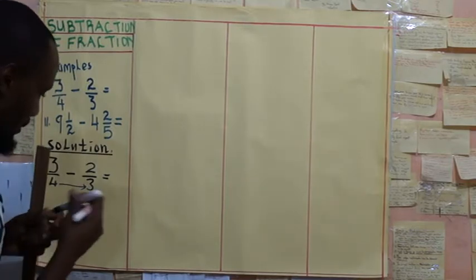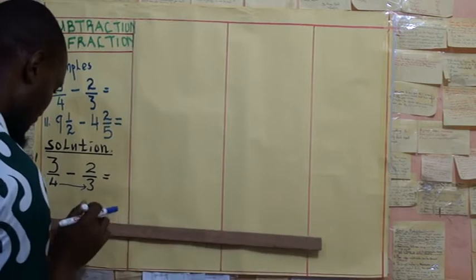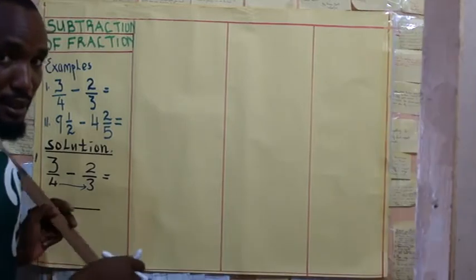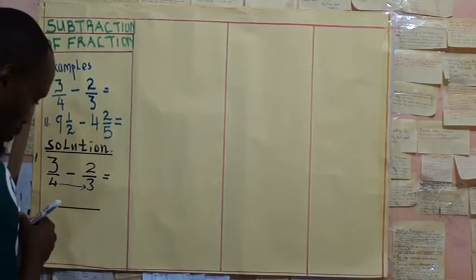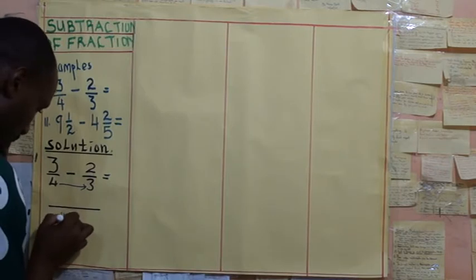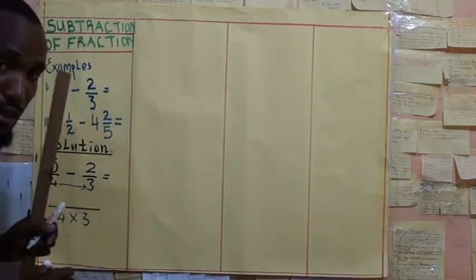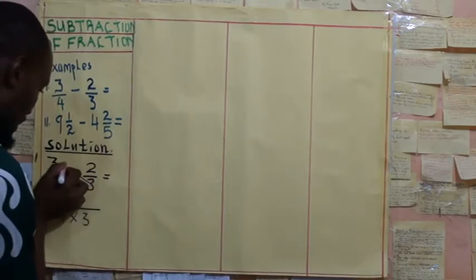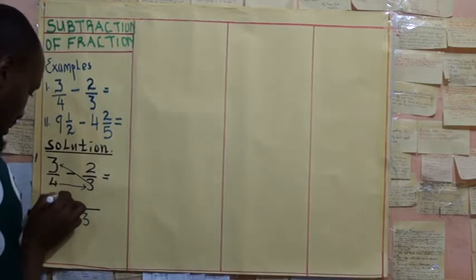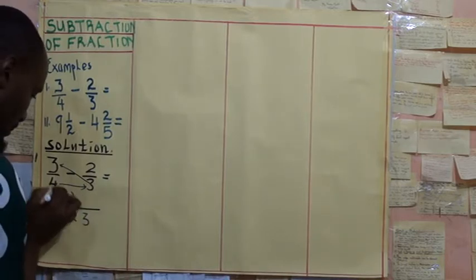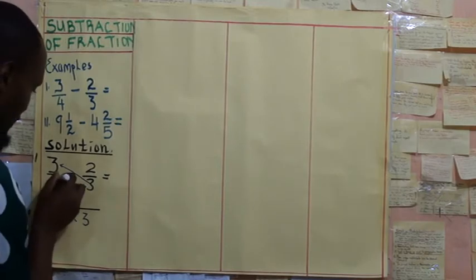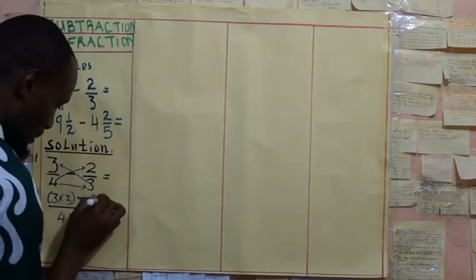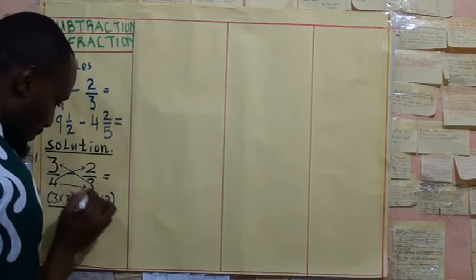That is 4 times 3. Now, 4 times 3 comes to be 12. Or let me write it 4 times 3 over there. Then we are going to have 3 times 3 over there. Then we are going to have 4 times 2. But remember, it is subtraction. What are we going to get?